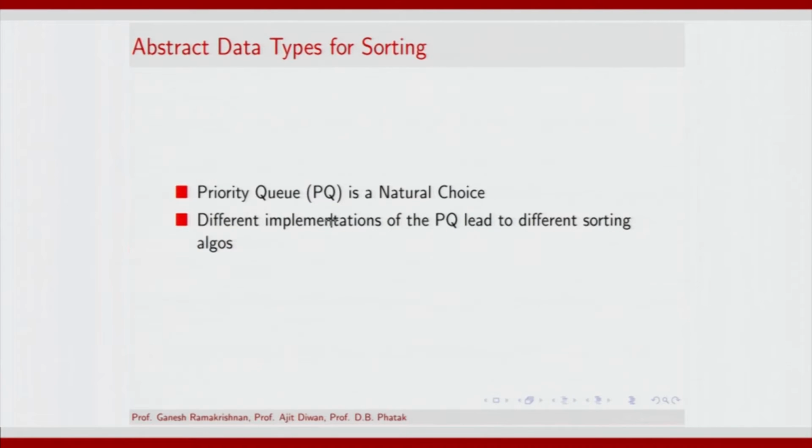A priority queue is a very natural choice of an abstract data type. The priority queue lets you specify the highest priority element, and both insertion and selection from the abstract data type could be based on priority. So, different implementations of PQ lead to different sorting algorithms.